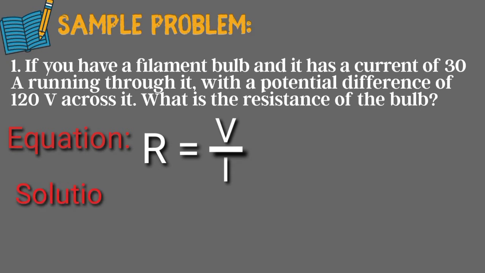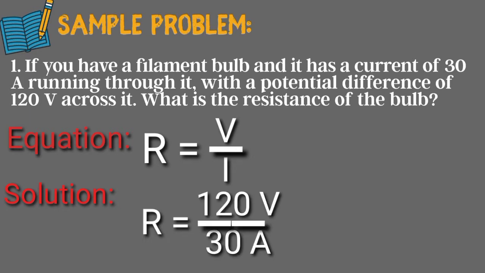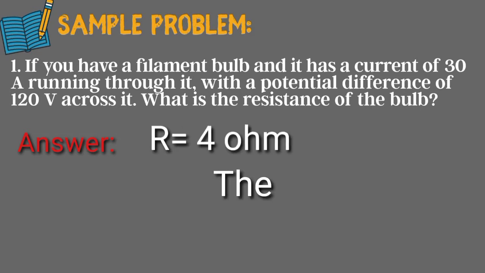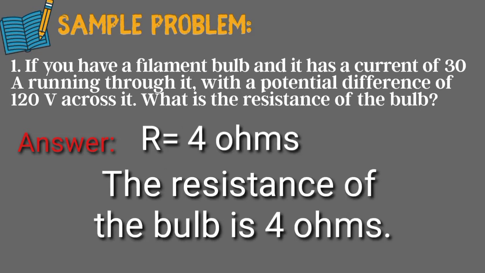For our solution, we are going to substitute voltage to 120 volts and current to 30 amps. Our answer, R equals 4 ohms. The resistance of the bulb is 4 ohms.